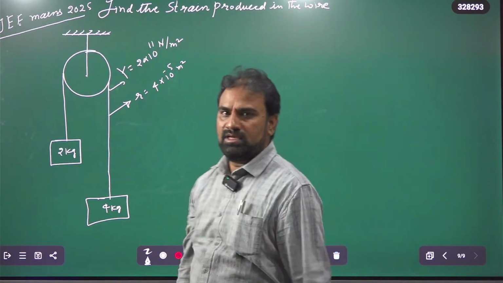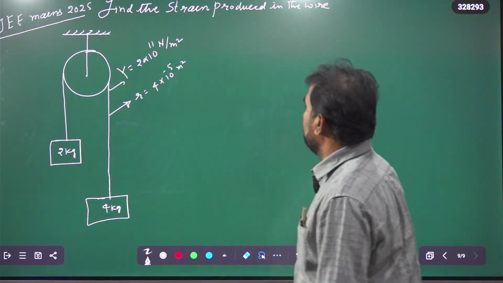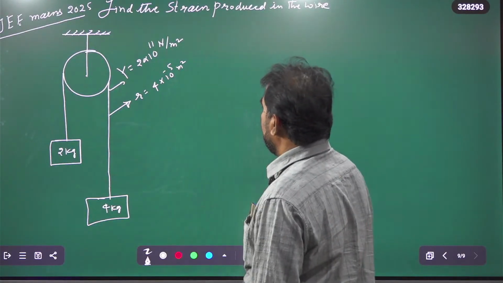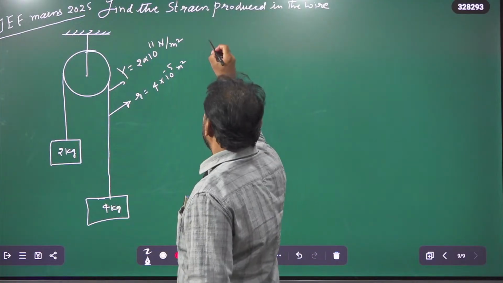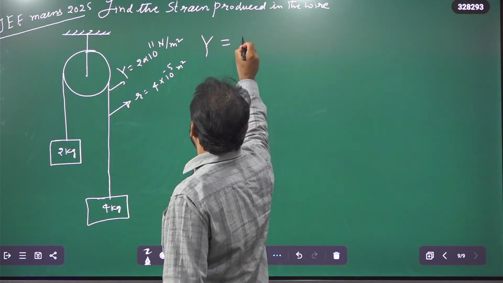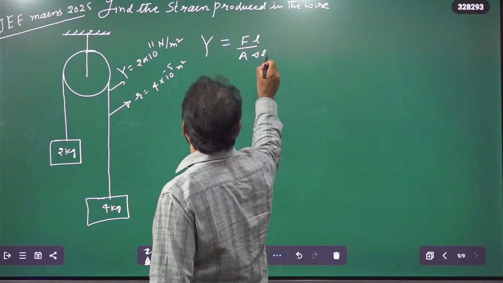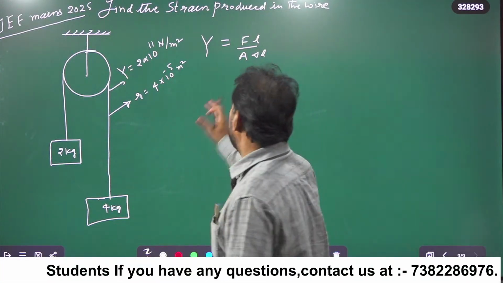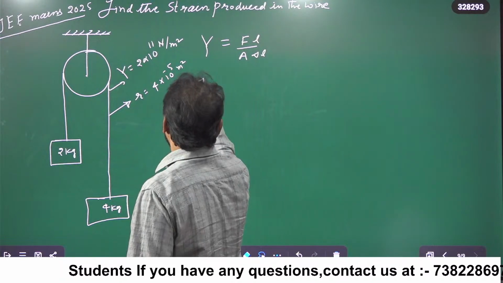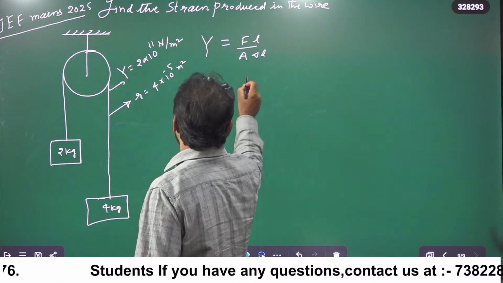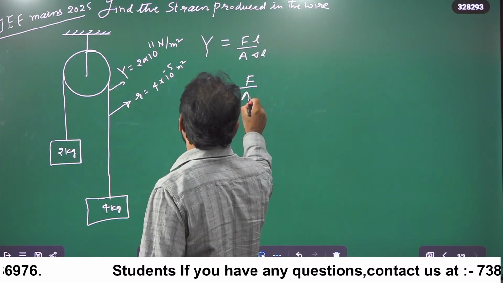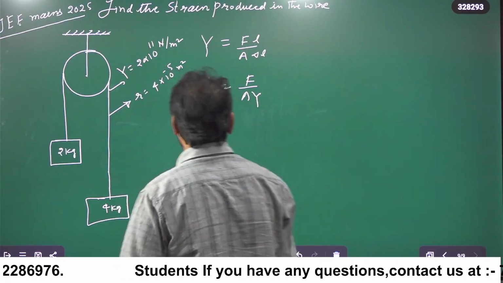Calculate the strain produced in the wire. So how much strain has to be produced? See here, Y is already known. Y is equal to FL upon A into delta L. See here, delta L upon L is equal to F upon A Y.